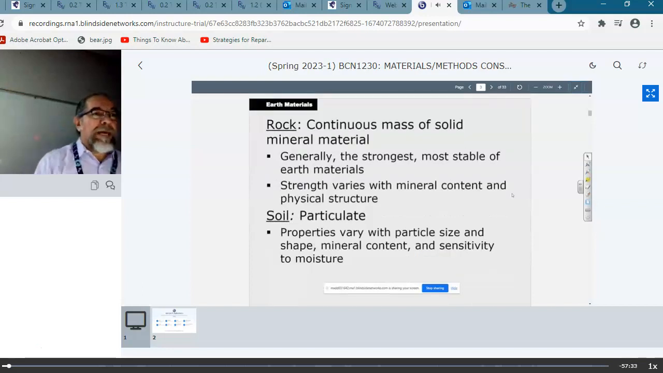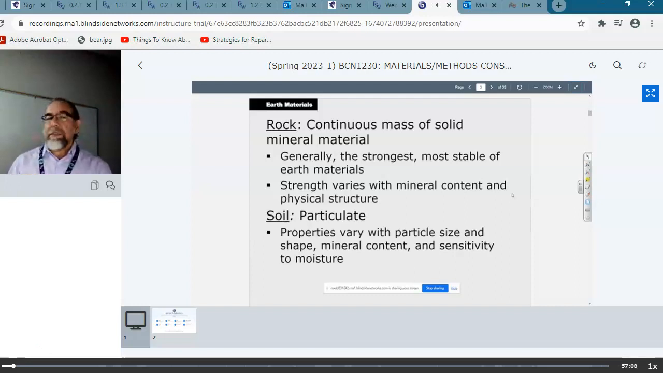Rock, it's a continuous mass of solid mineral material. It's the strongest, most stable of earth materials. Structure: the strength varies on the mineral content and the physical structure. Because there's different kinds of rocks, too. You can't just be generic. It could be granite. It could be bedrock. It could be sandstone, which is relatively soft. So the rock needs to also be defined.